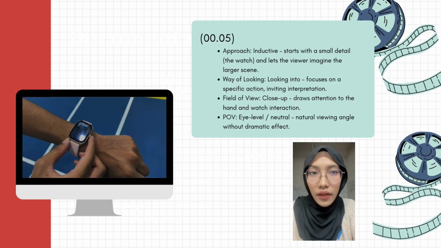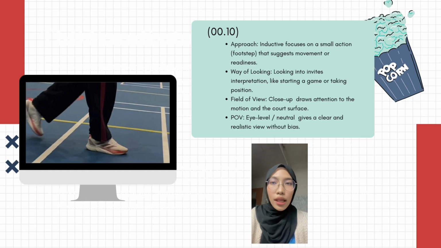In Chapter 7, visualization is more than just pointing a camera. It's about shaping where the audience feels. This close-up of a person checking their smartwatch is a perfect example of the inductive approach. Instead of showing a full scene, we start with a detail, a figure tapping a screen. This part shows a close-up of a foot on the chalk line. It uses the inductive approach, starting with a small detail to tell the bigger story.